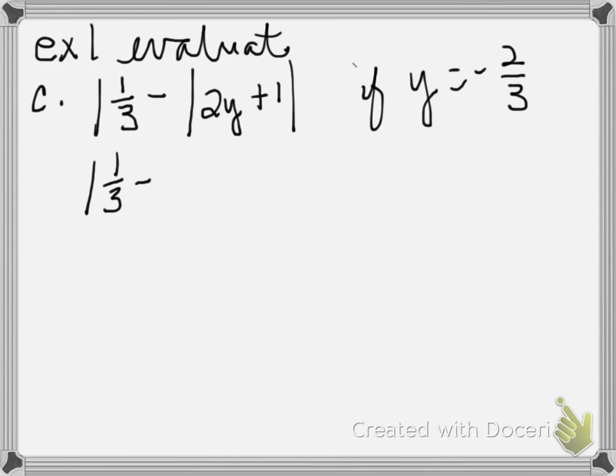That's 1 1/3 minus the absolute value of 2 times -2/3. And notice that I put the 2 over 1 because I'm multiplying it times a fraction. So anytime I'm multiplying or dividing by a fraction or adding, I'm going to turn that whole number into a fraction by putting it over 1.